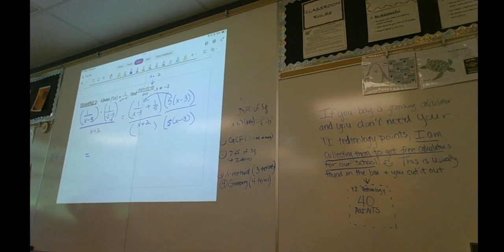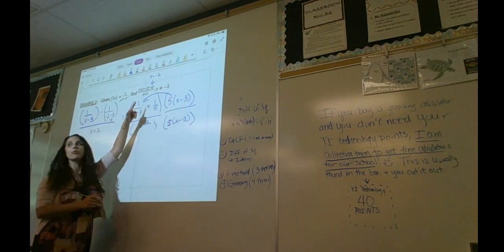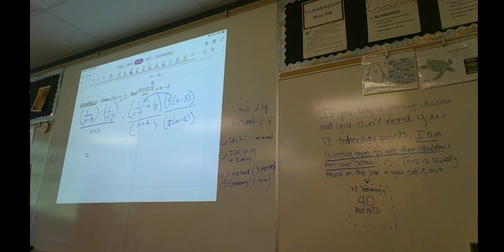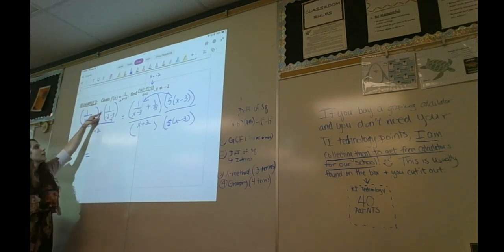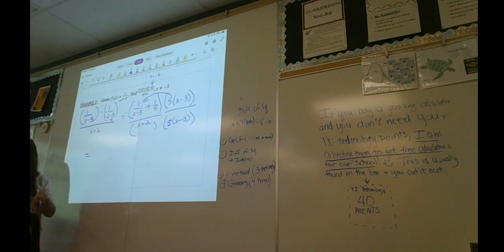Distribute. What's left after I distribute it to 1 over x minus 3? 1 times 5 is 5, right? No, because we have minus a 1 over negative 5, so minus minus becomes a plus. Thanks for checking. I can easily make a mistake.